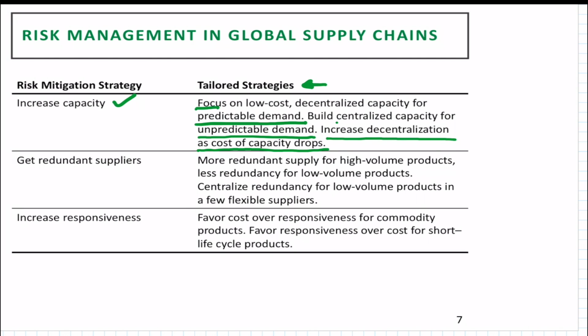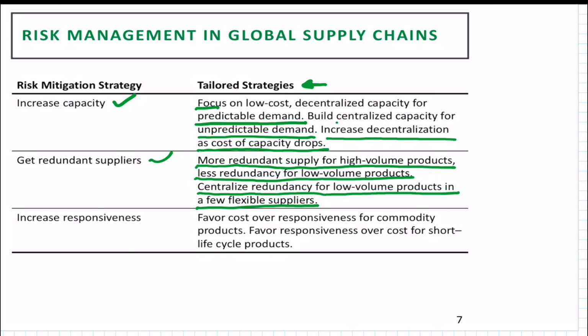Similarly, if one uses the strategy of getting redundant suppliers, again that comes at a price, because having more suppliers will obviously increase cost. Each supplier will be producing a smaller portion, so they may not be able to benefit from economies of scale, and therefore the cost may go up. So a tailored strategy in that case could be to use more redundant supply for high volume products and less redundancy for low volume products, and also centralize redundancy for low volume products in a few flexible suppliers.